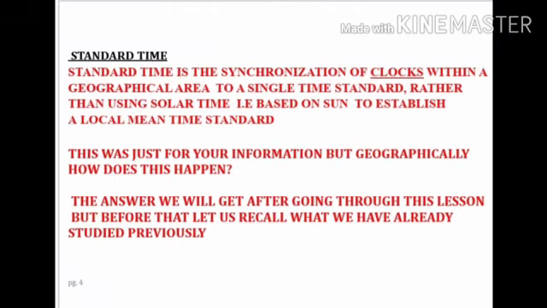Standard time. Standard time is the synchronization of clocks within a geographical area to a single time standard, rather than using solar time that is based on sun to establish a local mean time standard. It means all the places coming in one geographical area will have synchronized, means same timing in the clocks. This was just for your information, but geographically, how does this happen? The answer we will get after going through this lesson.